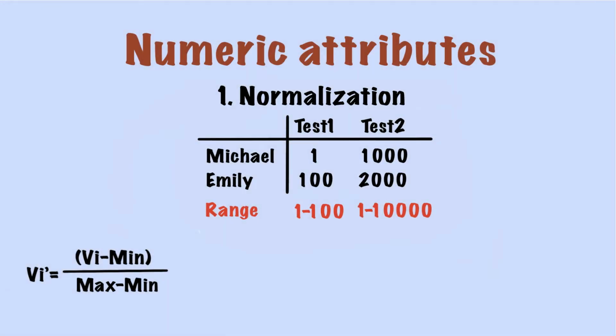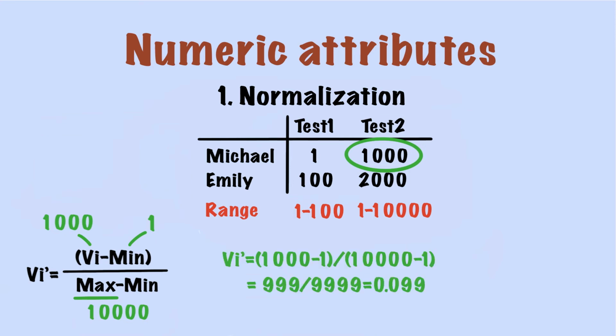Here's the information we need to normalize the data. Say, we want to normalize Michael's score in test 2. Can you parcel out the numbers in the formula? Vi is the original data, which is 1000. Maximum and minimum are corresponding to the original data range, so minimum is 1 and maximum is 10,000. After knowing this, normalization is a snap. The score 1000 becomes 0.099 after normalization. I'm sure you can figure out the rest and just pause for a few seconds to practice by yourself before I tell you the answer.